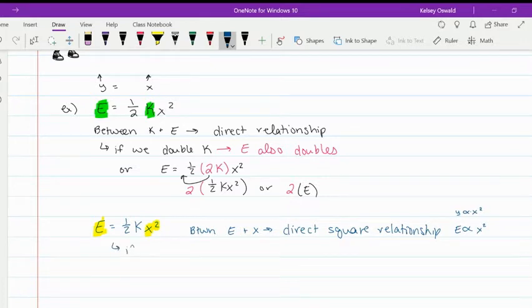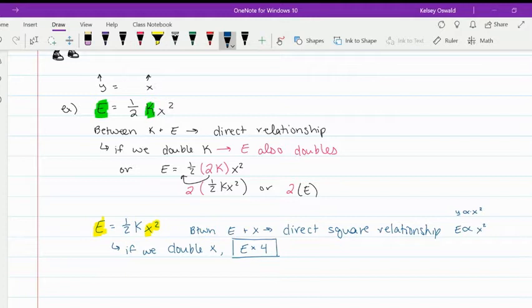So if we double x, since it's a direct square relationship, that means our e value will quadruple. Because we're multiplying x by 2, which means the square of that will happen to our e value, and we're going to find that our value for our e variable is going to be multiplied by 4.